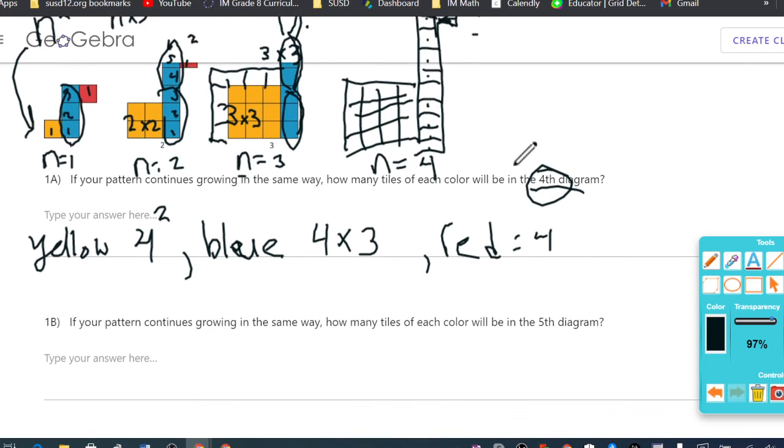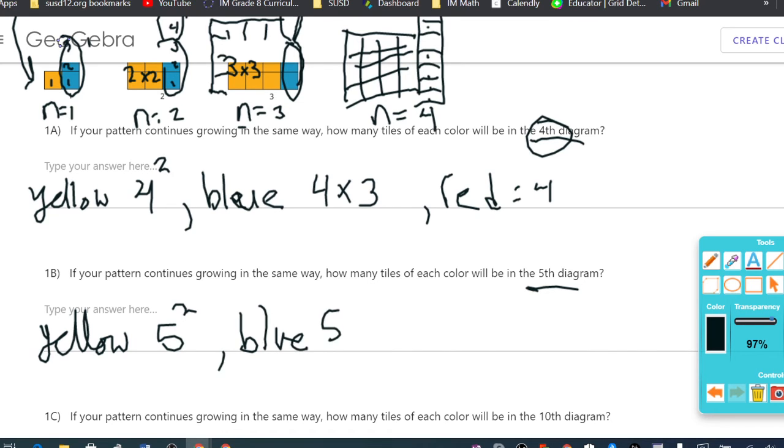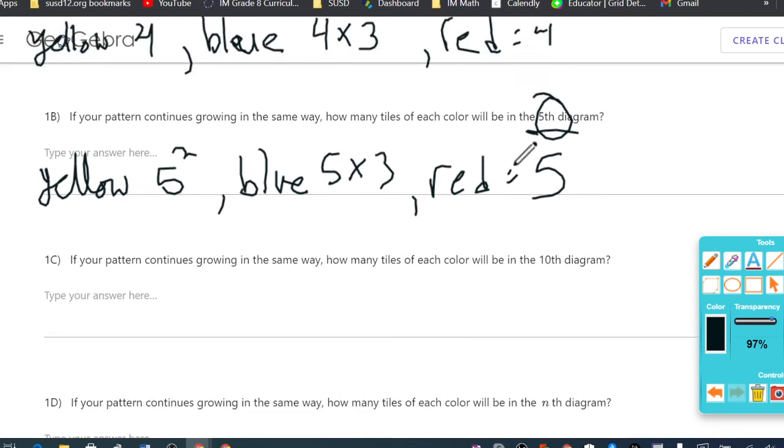All right, good. If your pattern continues growing in the same way, how many tiles of each color will be in the fifth diagram? Okay, well, yellow is squared, so it's going to be 5 squared. Blue, those are in sets of 3, so that's going to be 5 times 3. And the red is going to be just equal to whatever our sequence number is, 5 in this case. You can draw it if you want to.